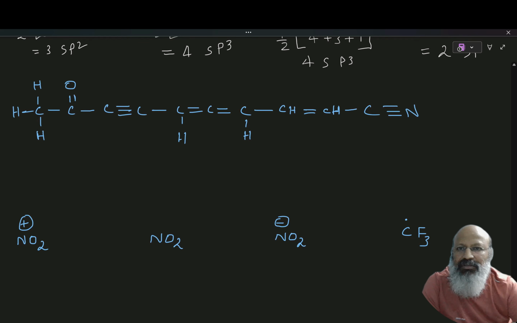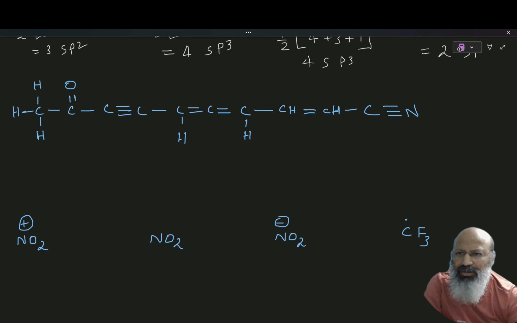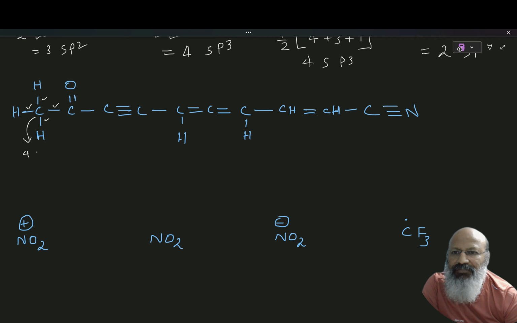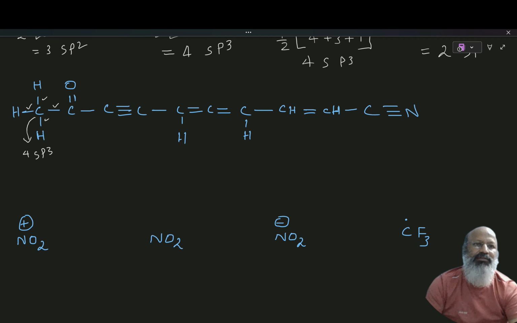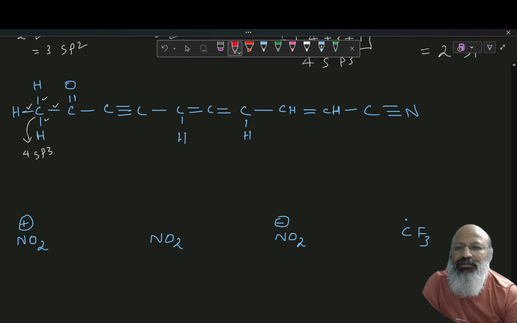Now coming to this case, since this is a carbon, I need to only count sigma bonds. So for this carbon, total sigma bonds are 1, 2, 3, 4. So 4, that's why its hybridization will be sp3. Now coming to the next carbon, so let me change the color.